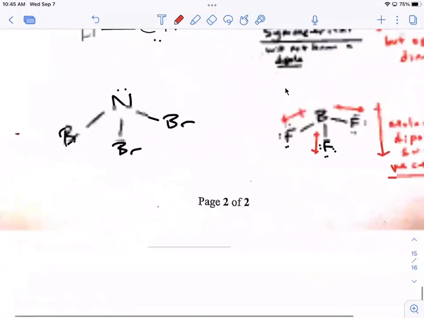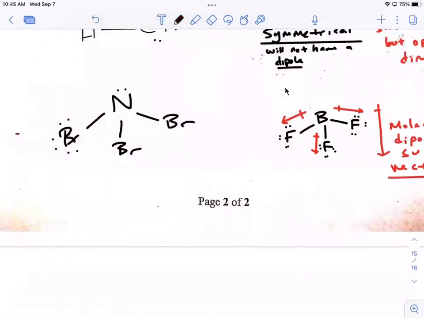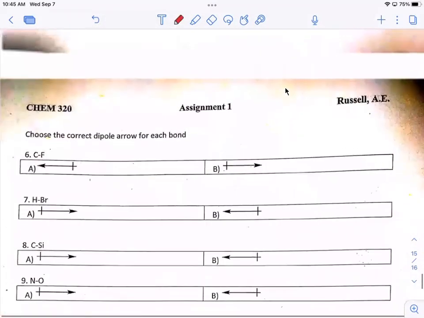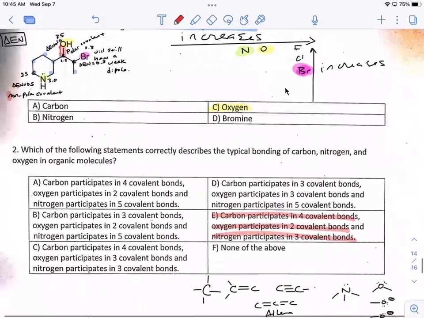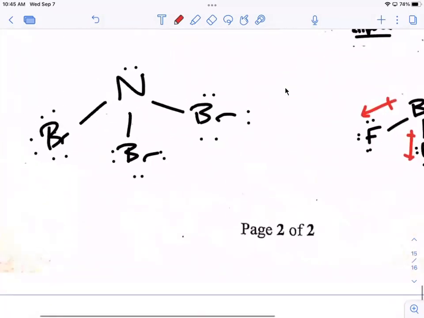What do you think about NBr3? I think you're going to see something similar there. All right, nitrogen is more electronegative than bromine. Is that right? We just said that up top. I think nitrogen is 3.0, bromine is 2.8. Is that right? Yes. So all of these dipoles are going to be going this way, like so.